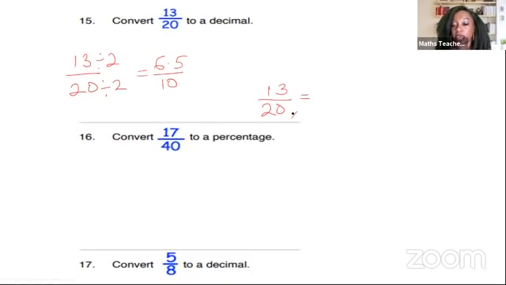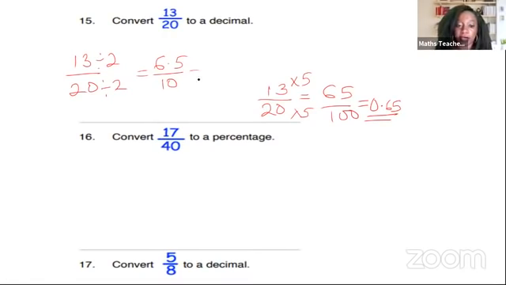So this is times 5, and then they times that by 5. This becomes 65 over 100. Now, because it's 2 zeros, they need 2 decimal places, which is 0.65. And then they've converted that into a decimal.